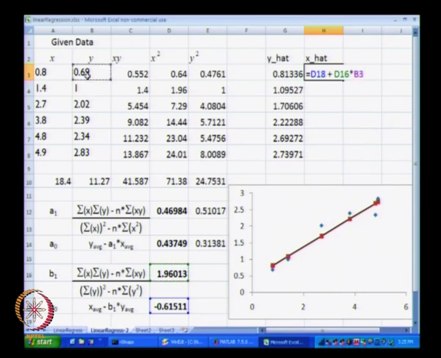So, x1 hat is nothing but b0 plus b1 multiplied by y. Remember what we did in the previous lecture, because the terms b0 and b1 are not going to change when we drag the particular equation downwards, that is why we will put dollar signs over there. Dollar signs basically mean that as we drag this particular column, D18, which is our B0 value, and D16, which is B1 value, remain the same.